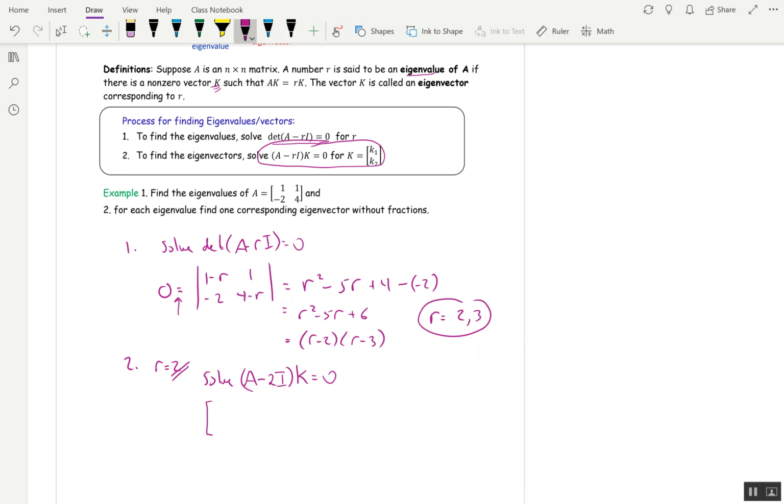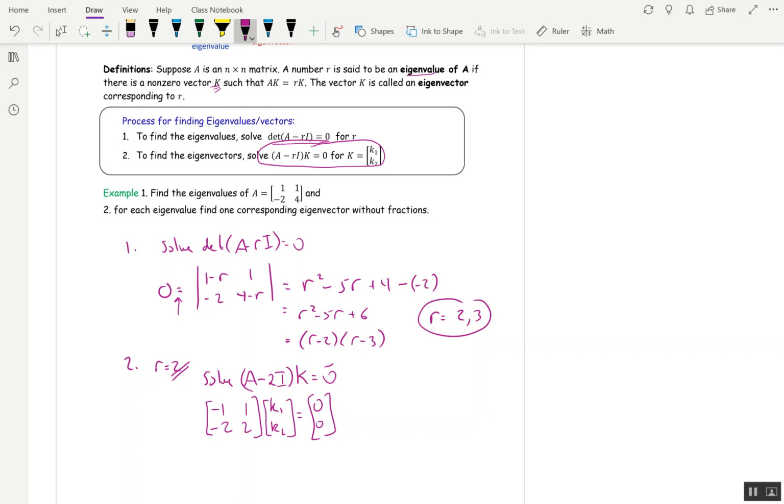That's A minus 2I. If you set r equal to 2 in this matrix up here, 1 minus 2 is negative 1, and then 1, and then negative 2. 4 minus 2 is 2. Big K is K1, K2. And that's equal to 0. Now, we can't have a scalar there because this is going to be a vector, and so it has to be equal to the 0 vector. So this 0 here indicates the 0 vector.